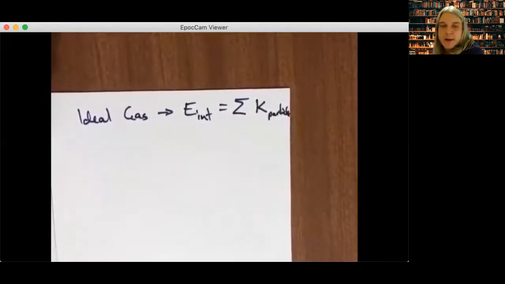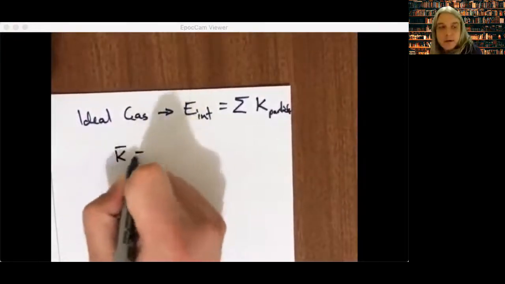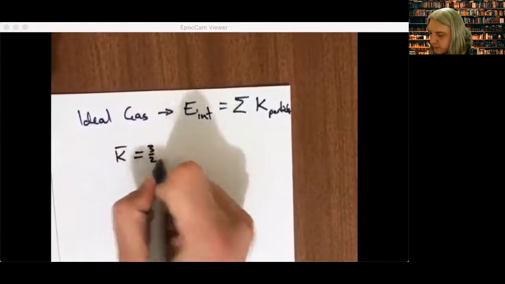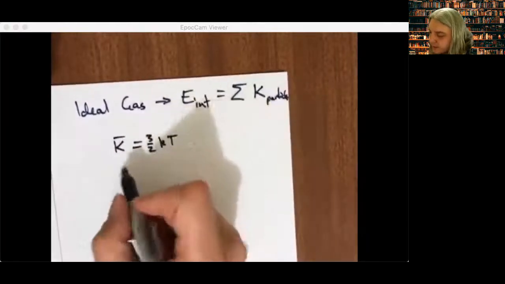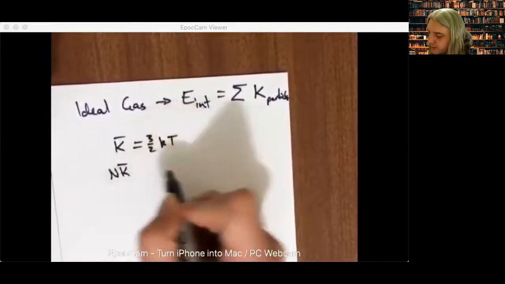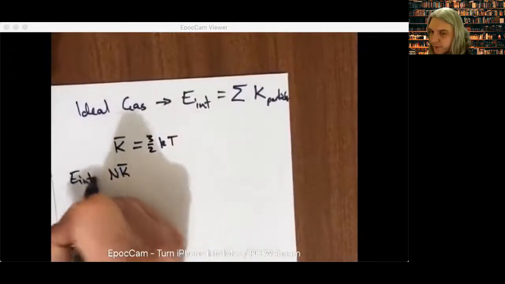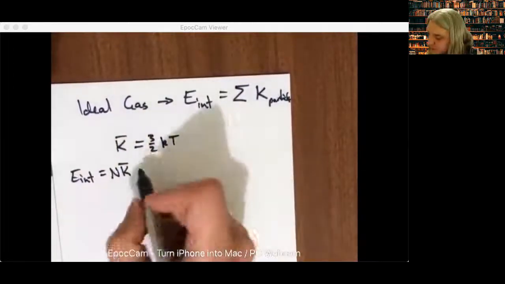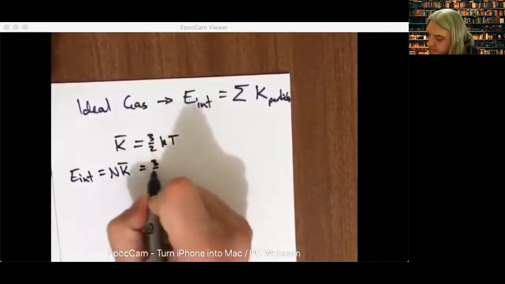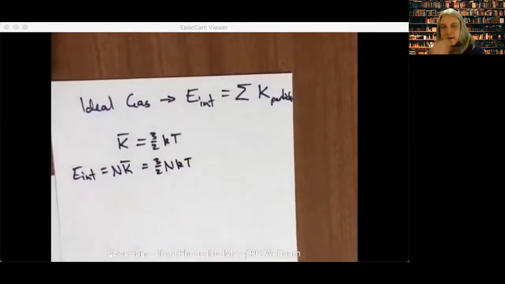Of course, we can't actually measure the kinetic energy of each particle, but we know that the average kinetic energy is equal to 3/2 kT. So therefore, if we've got N particles, then N times that will be our total kinetic energy, and that will be our internal energy, right, which is going to be 3/2 NkT. So that's all we have to do, that calculation.